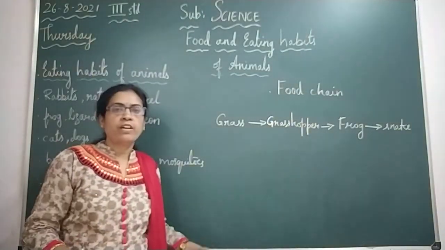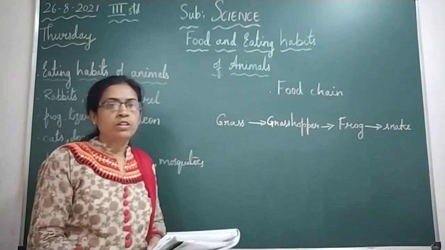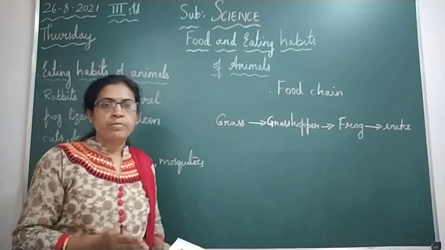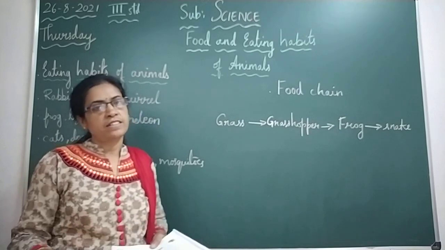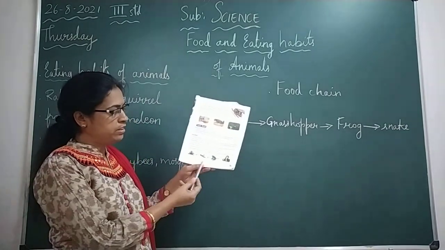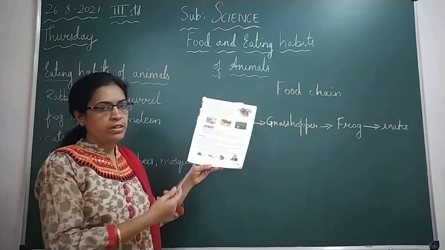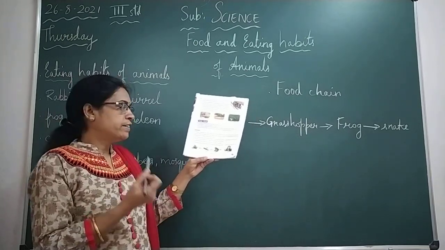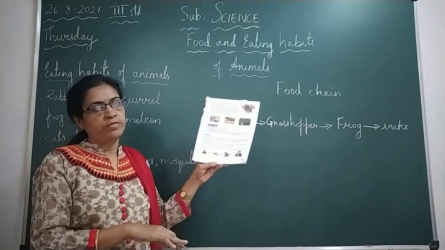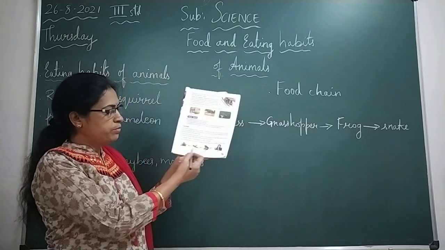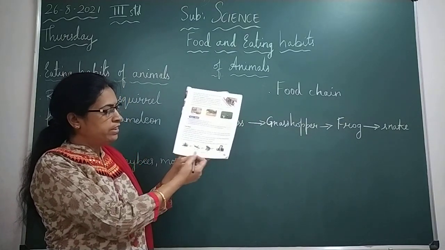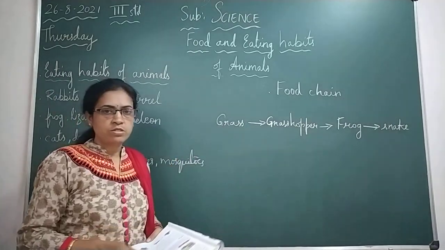Okay, children, I hope you have understood how the food chain begins with the plant and ends at the animal. You can just see in the picture here. This is called food chain. And food chain shows the order in which animals eat plants and then other animals eat them. You can see the arrow mark here. Okay. I hope you have understood, children.